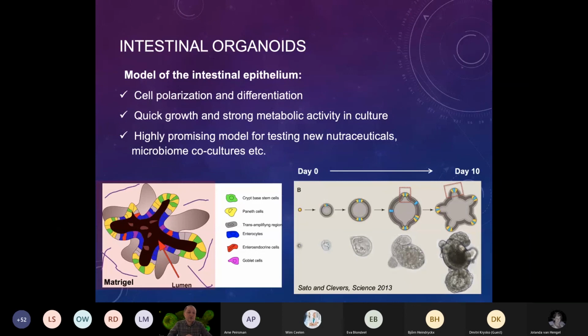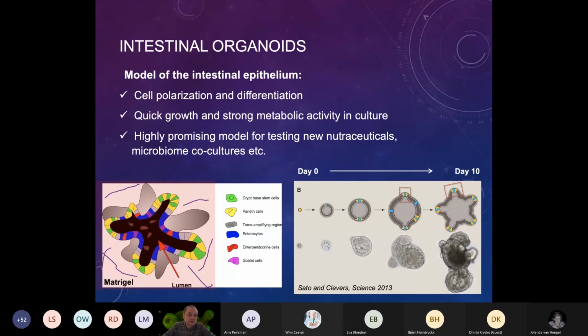And one of the models which we think is very exciting in addressing this question is mouse intestinal organoids and also human intestinal organoids. And this is a very good three-dimensional model of the intestinal epithelium. I would like to thank Arne actually for introducing the term organoids and the correct definition for organoids.